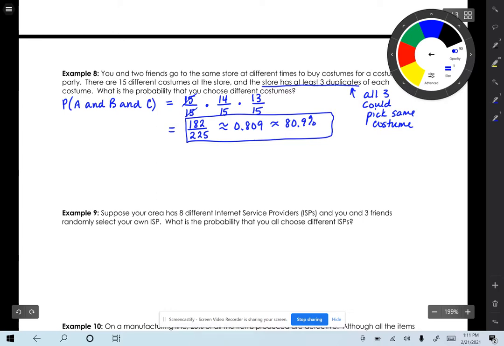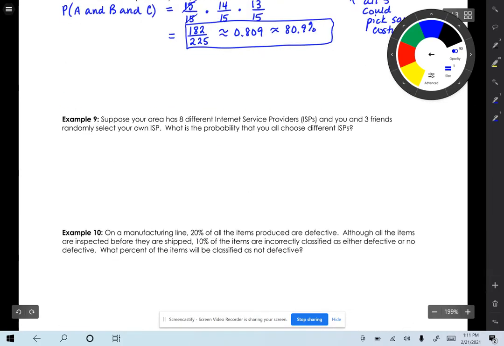Suppose your area has 8 different internet service providers and you and 3 friends randomly select your own internet service provider. What is the probability that you all choose different internet service providers? So probability of A and B and C and D, because it's 4 of you.